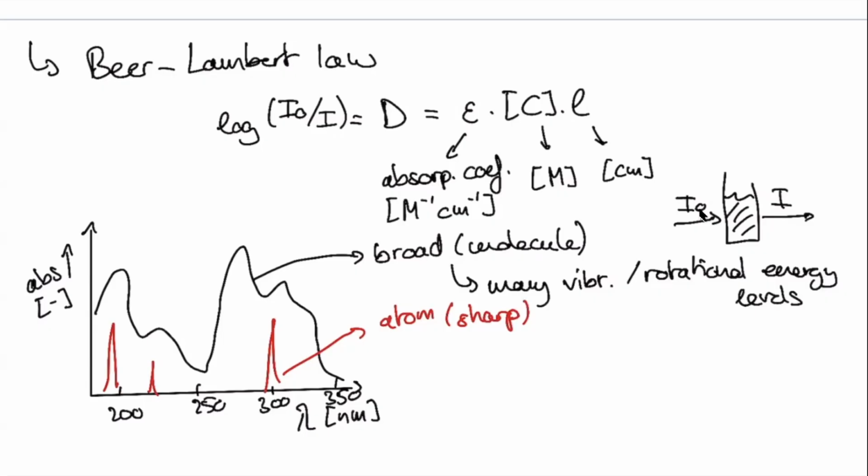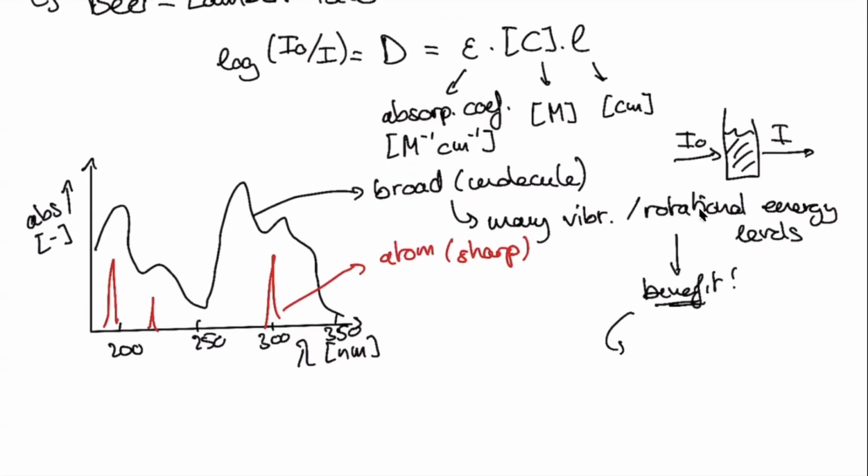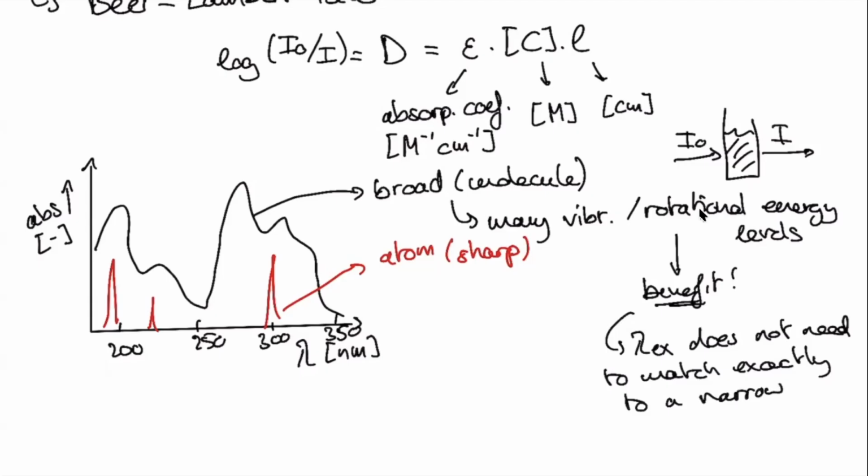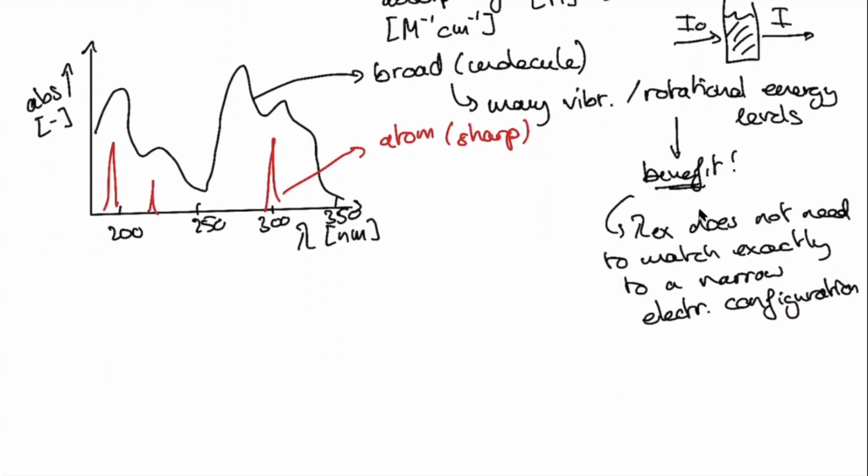So the benefit of having broad bands is that your excitation wavelength, lambda excitation, does not need to match exactly to a narrow electronic configuration. You use some kind of light source, like a lamp with filters, or LEDs, or a laser. Those typically have a pretty narrow and well-defined wavelength. If you have only very narrow absorbances, it might be difficult to exactly tune your light source to that system. So that's actually a benefit.